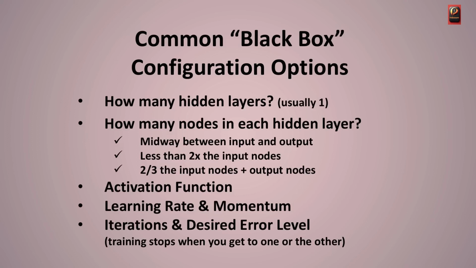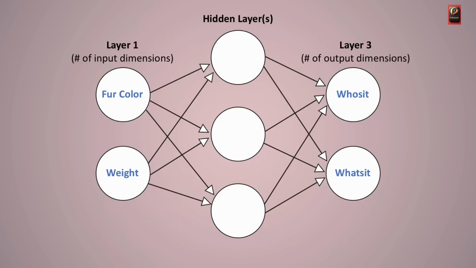So those are the configuration options. That's actually not too bad. That's how you tune your black box. If you have a little bit of knowledge as to what the black box is doing, you can usually tune a neural network and move on from there and get good results.